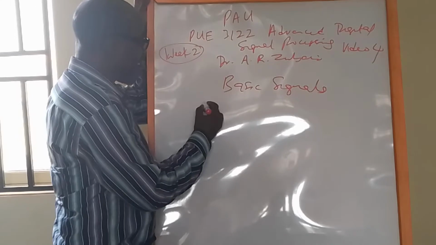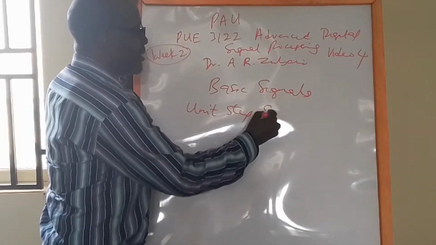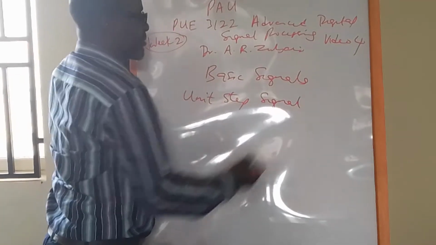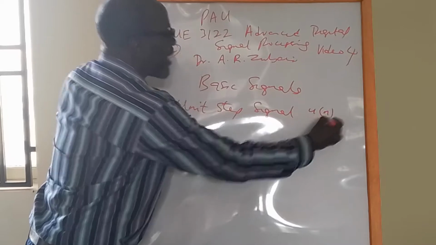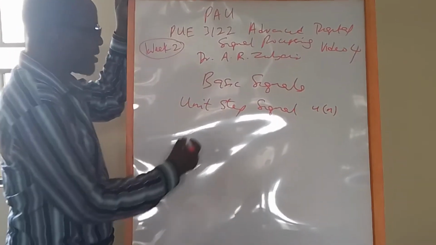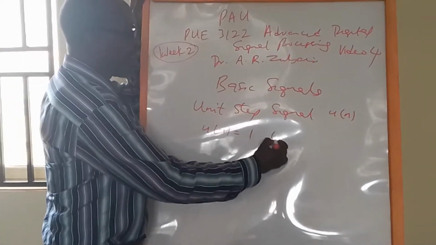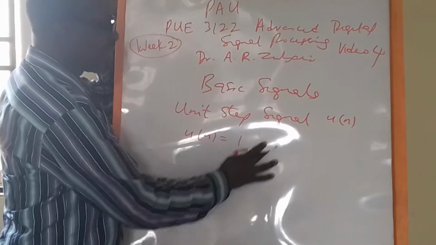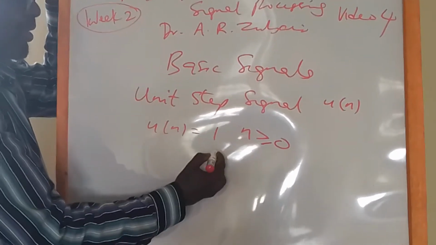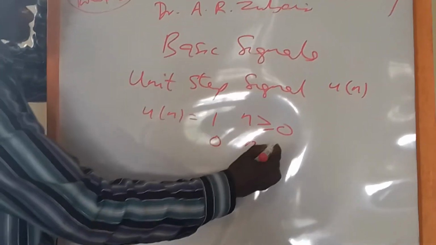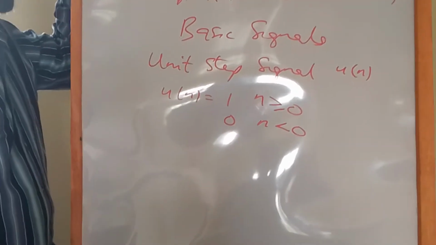First, there is what we call the unit step signal. It is written as u of n. What it means is that u of n equals 1 when n is greater than or equal to 0. It is 0 when n is less than 0. Please take note of that.